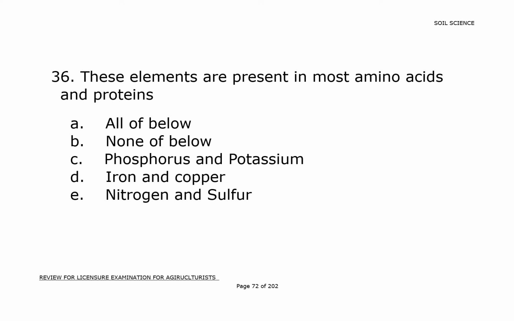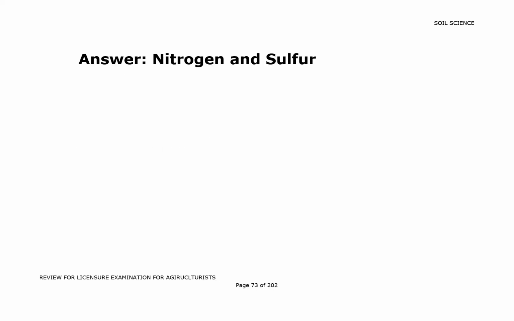Number 36. These elements are present in most amino acids and proteins. A. All of below. B. None of below. C. Phosphorus and potassium. D. Iron and copper. Or E. Nitrogen and sulfur. The answer is nitrogen and sulfur.